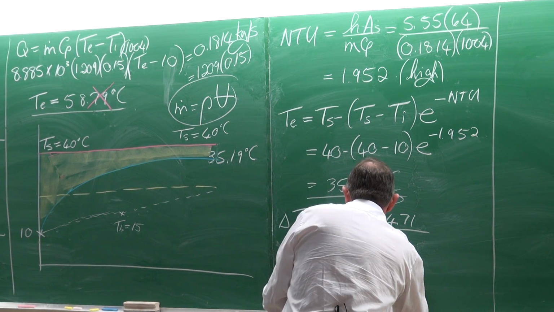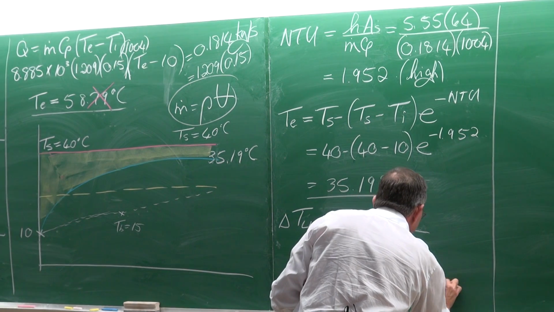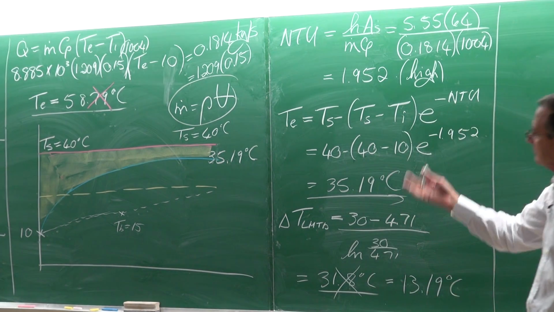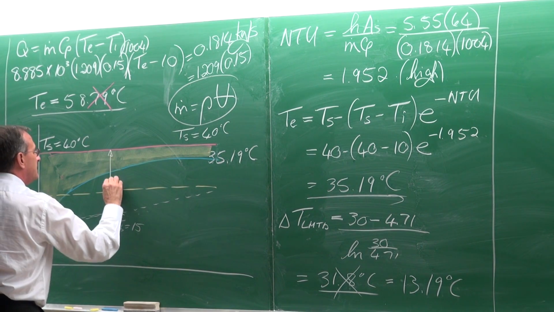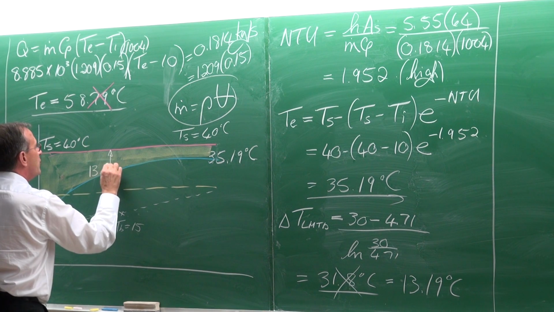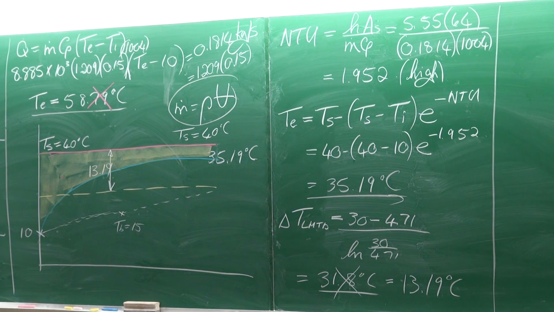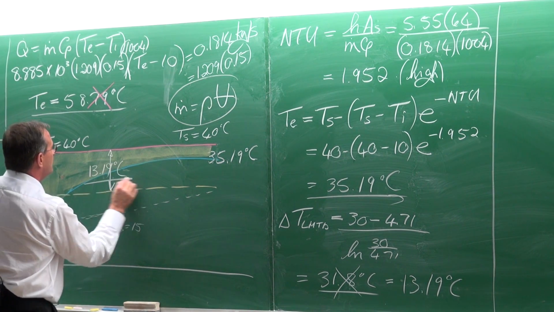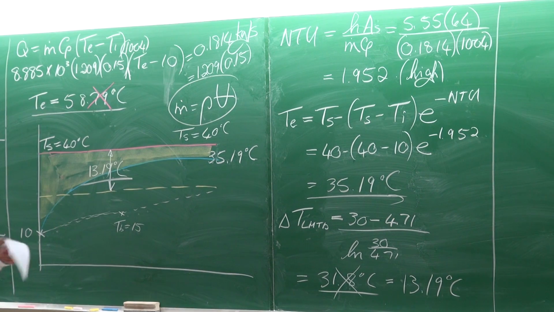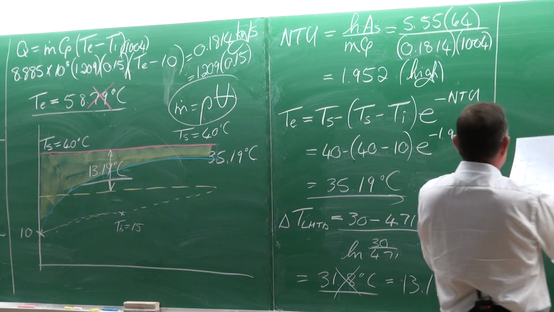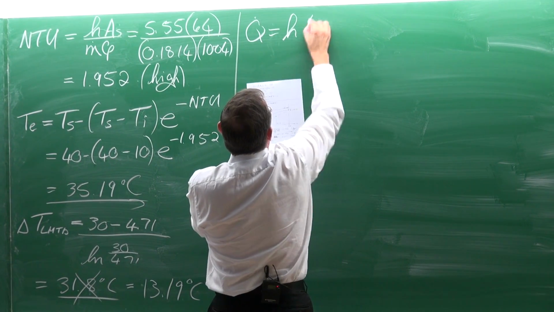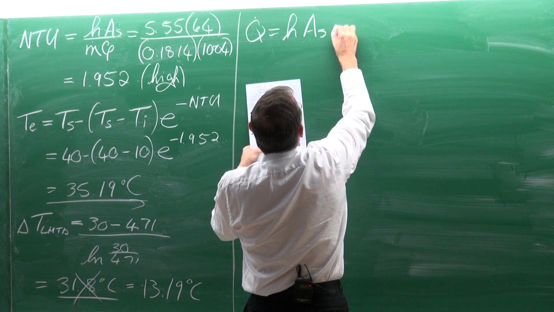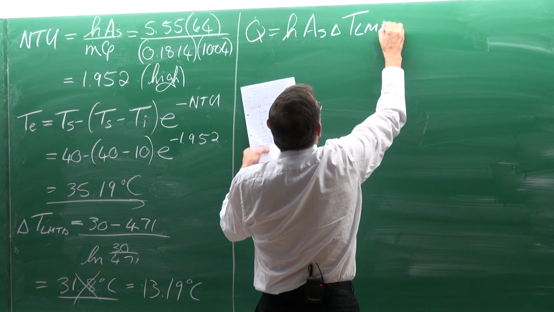So that temperature should be equal to 13.19. So 13.19, if we look at that, we will say that delta T is 13.19 degrees Celsius. Now we can calculate the heat transfer rate. The heat transfer rate is the heat transfer coefficient multiplied by the surface area multiplied by LMTD.